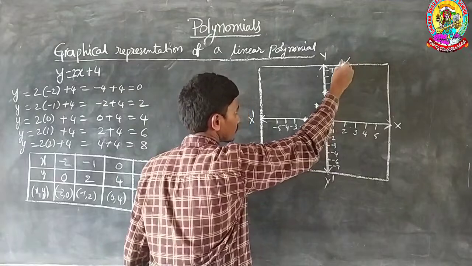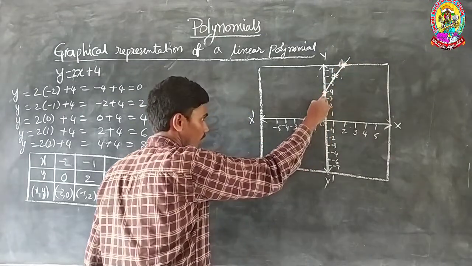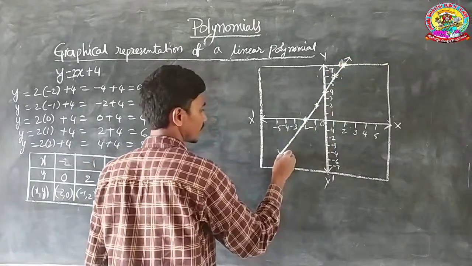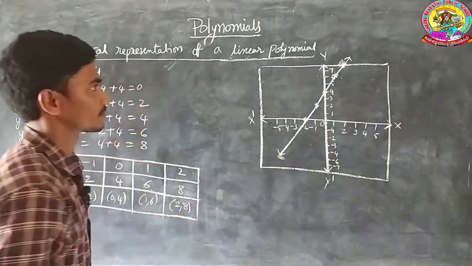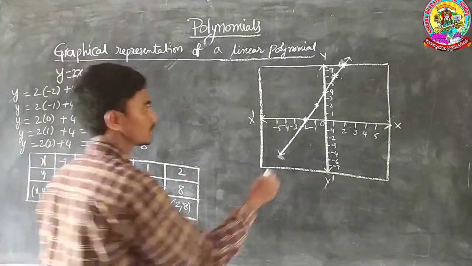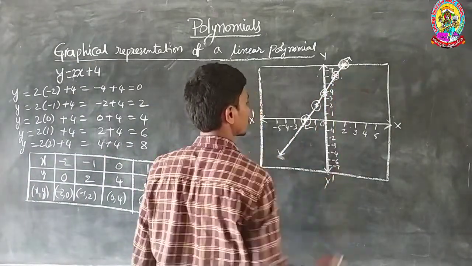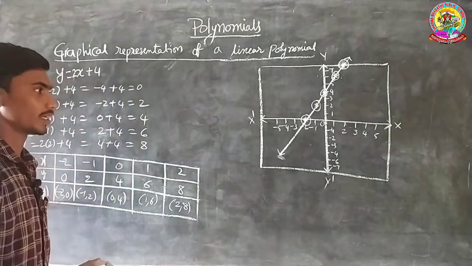If you join all the points on the graph sheet, that gives a straight line.